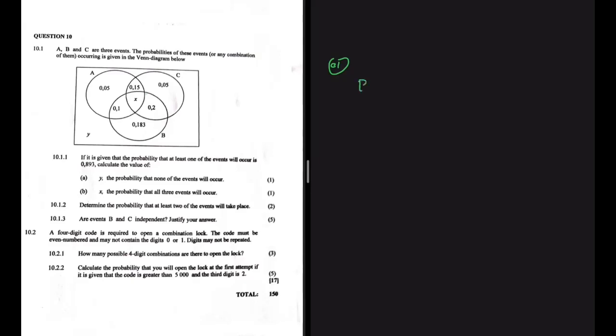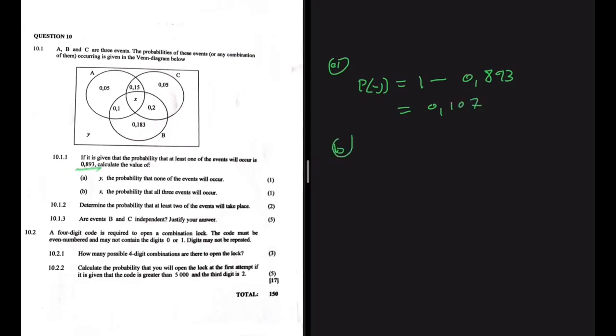So the probability that none of the events will occur is always equal to 1 minus the probability that at least one of the events occurs, and that is given to us in the question statement. It is said that the probability that at least one of the events will occur is 0.893. So the probability of y is just 1 minus 0.893, and that is 0.107.